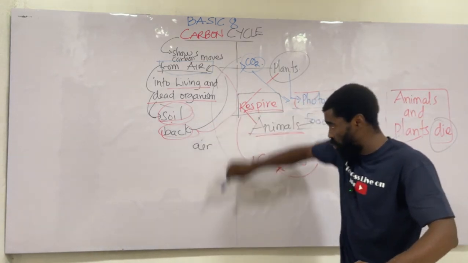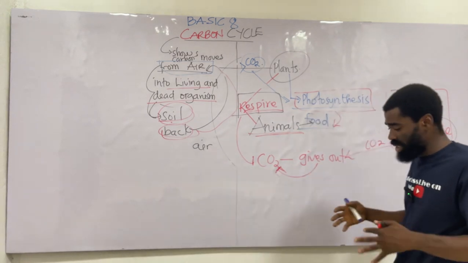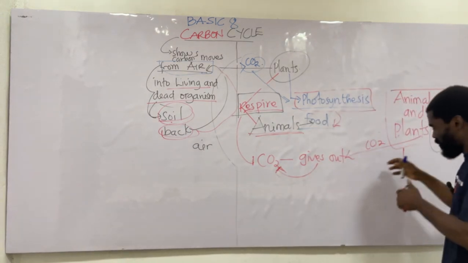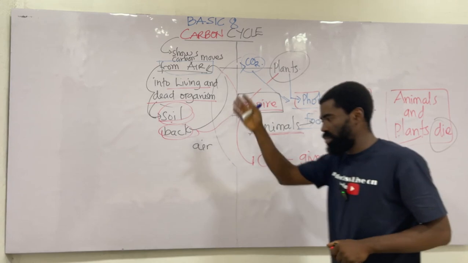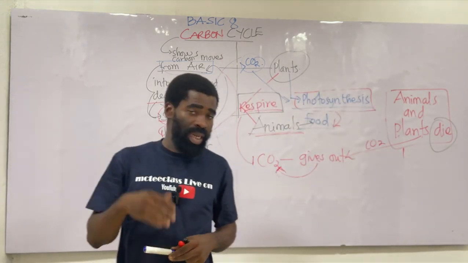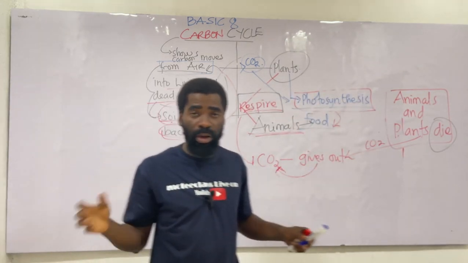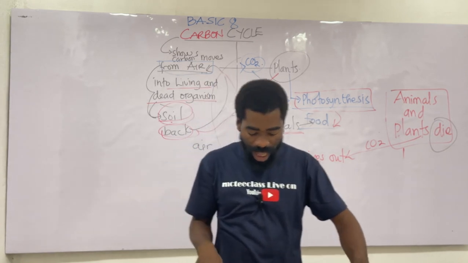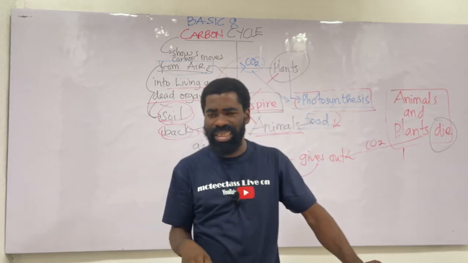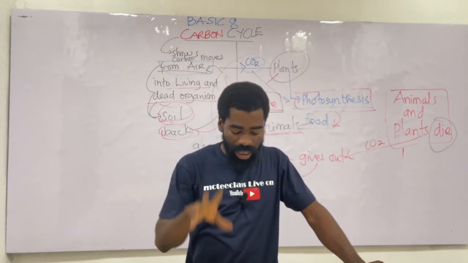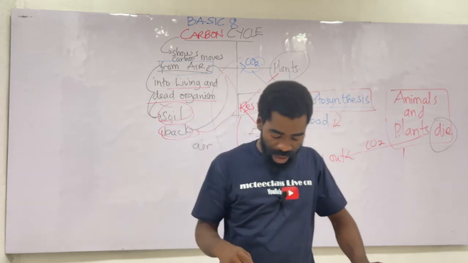Once they become fossil fuel, then these factories and cars will also go and get these fossil fuels and burn them in their engines and other things, and that also releases carbon into the atmosphere. So basically, that is this carbon cycle. That's what the carbon cycle is all about. Good.